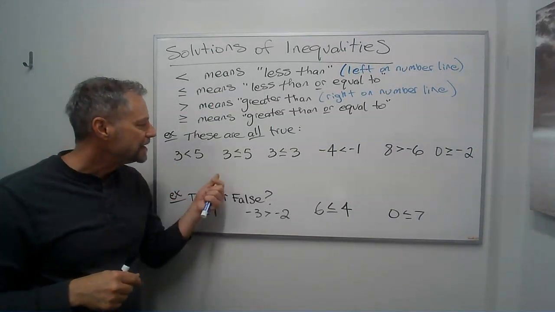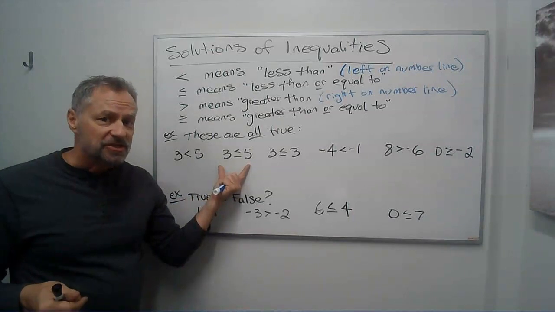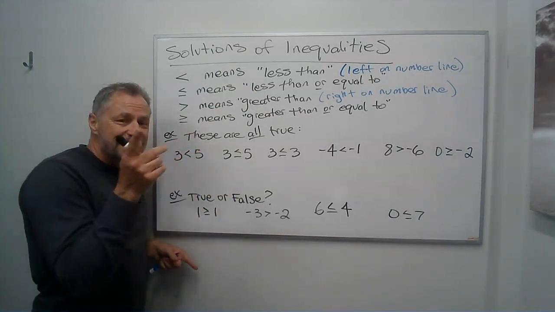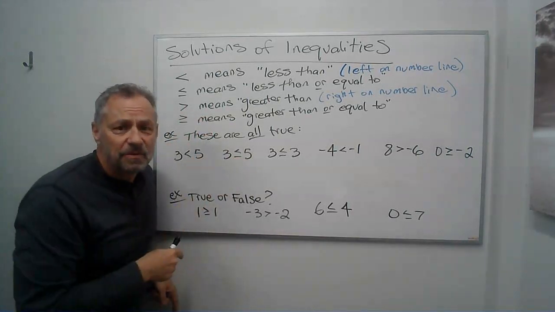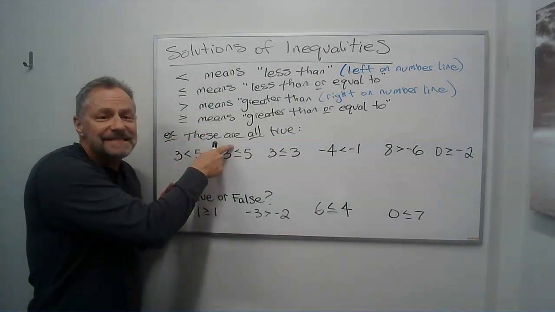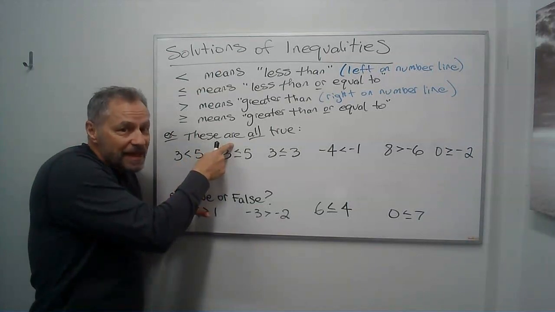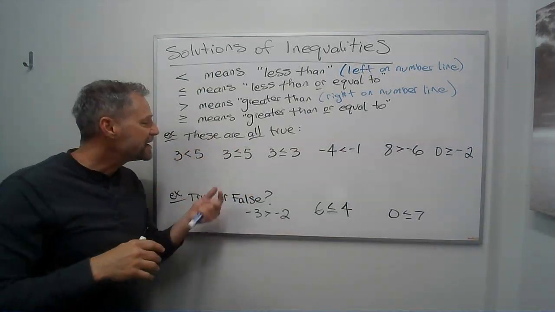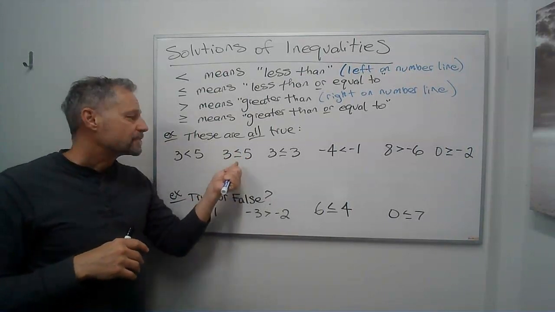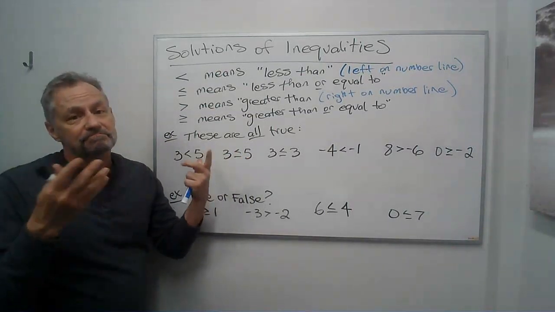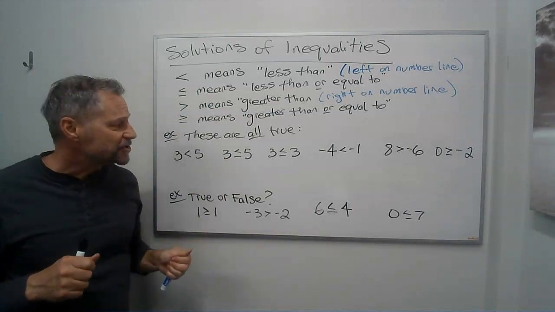So true. This one confuses a lot of students because I'll see students tell me, oh, no, Professor Monte, 3 is not less than or equal to 5 because it's not equal to 5. I said, yes, but it's less than. It's either less than or it's equal to. Either one makes it true. 3 is less than 5, so this is true. Even though obviously it's not equal, it's still true because it satisfies one of the two.